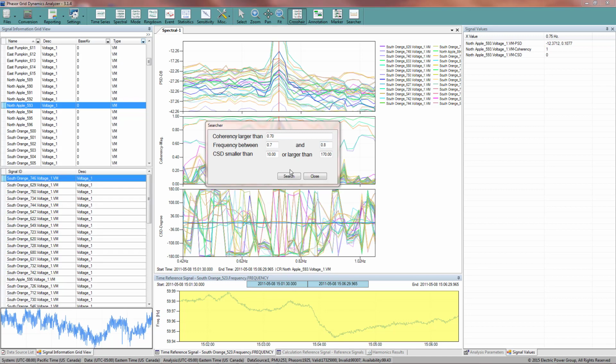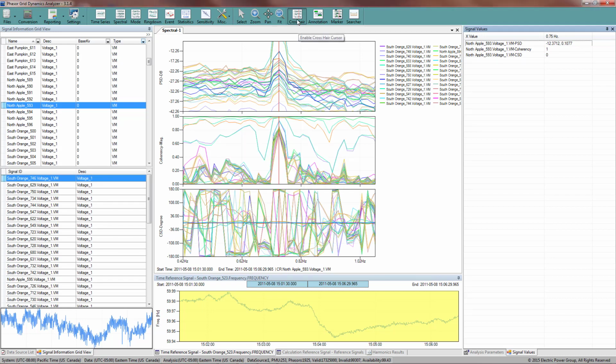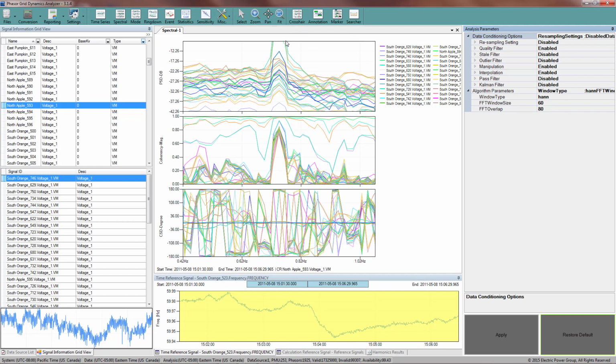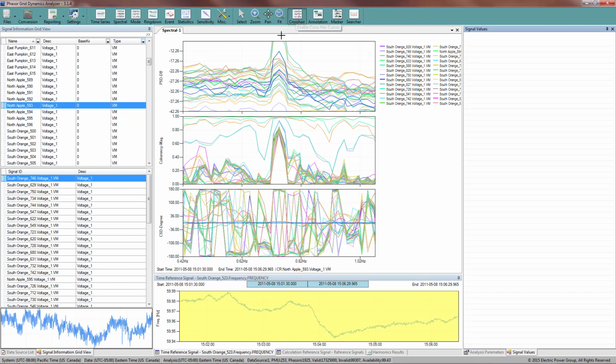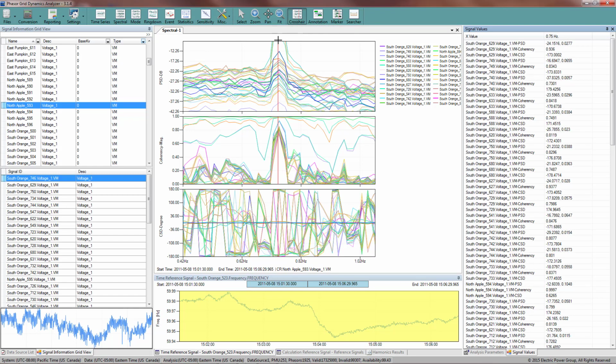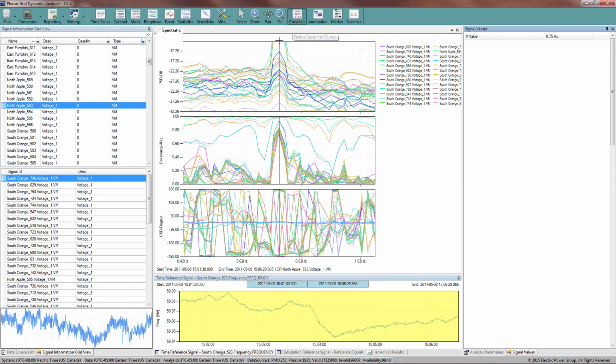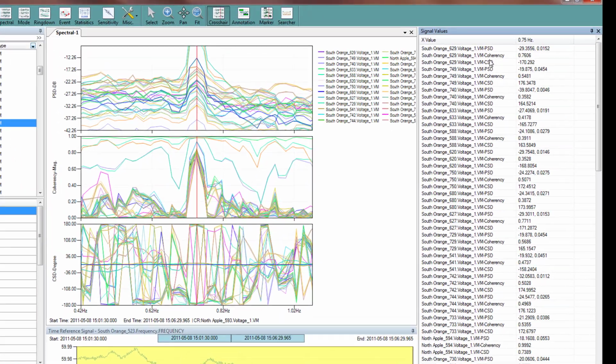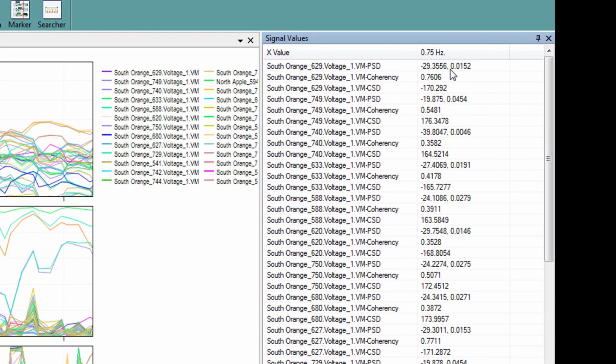When the search completes its process, PGDA plots only those locations that match the search criteria on coherency, frequency range, and cross-spectral density. By using the crosshairs, we see the values of each signal displayed on the right side panel. Here, each signal is listed with 3 values. The power spectral density has 2 values separated by a comma. The first is the decibel value that is on the plot, and the second is the peak-to-peak energy. Next is the coherency value of the signal, followed by the cross-spectral density for the selected 0.75 Hz oscillatory mode.